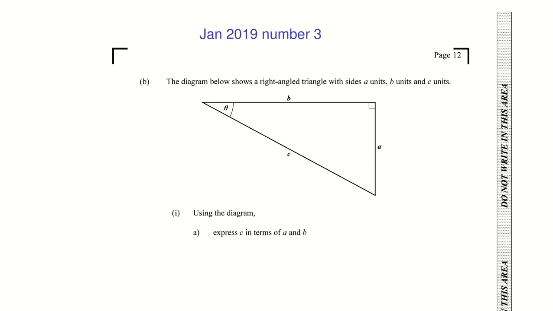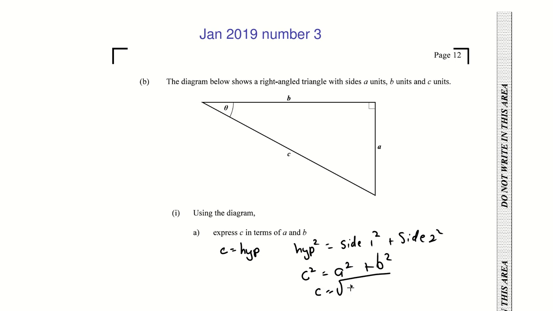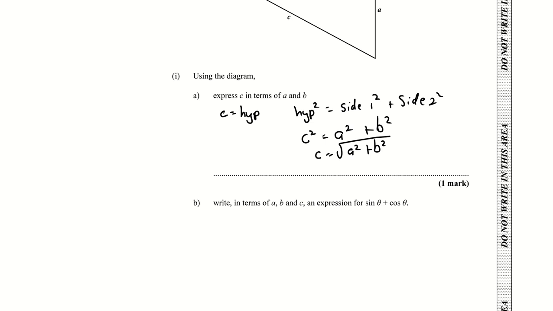So again, C is known as our hypotenuse, right? And what do we know about a right-angled triangle's hypotenuse? We know hypotenuse squared is equal to the two other sides squared, so side 1 squared plus side 2 squared. So this is going to be C squared equals A squared plus B squared. And if you just want C, it could be the square root of A squared plus B squared, if you want it like that. But that is the relationship to express C in terms of A and B.